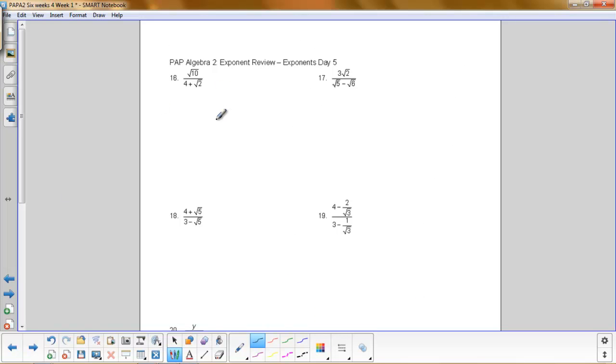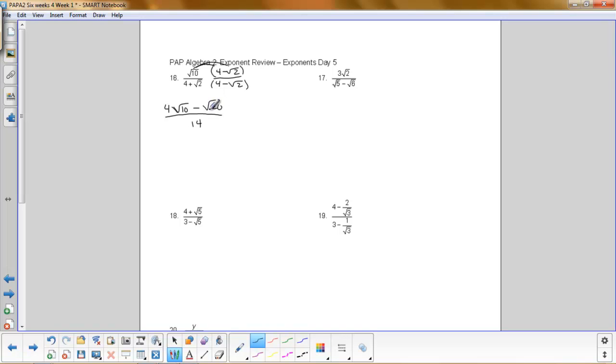Alright, numbers 16, 17, 18, and 19. They're just getting more complex as we move along, so just pay attention to how it works. Make sure that you've got your process down properly. 4 minus the square root of 2 over 4 minus the square root of 2. Then we're going to multiply the root 10 throughout, so we're going to get 4 root 10 minus root 20 divided by 16 minus 2, which is 14.